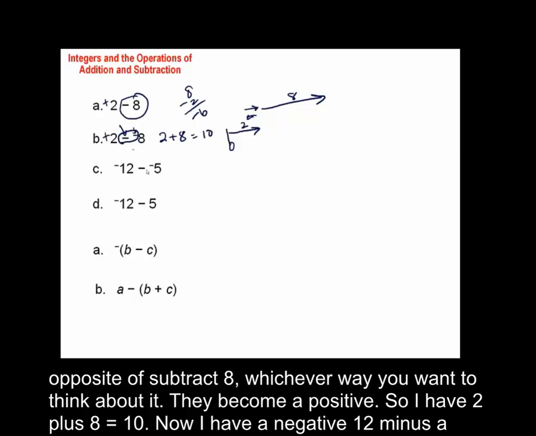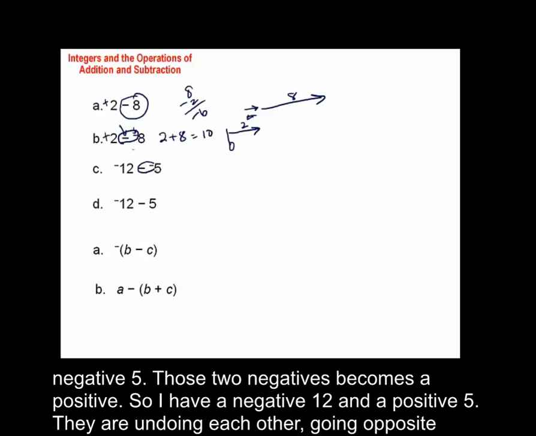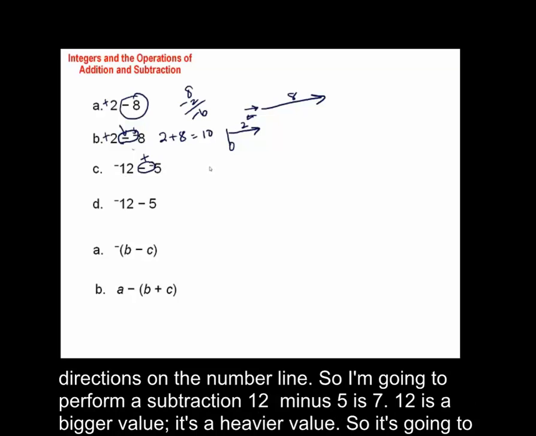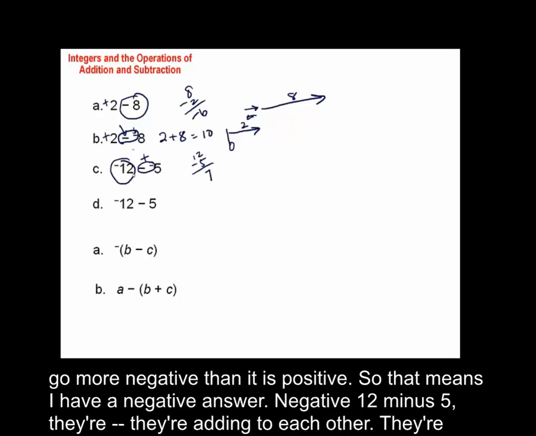Now I have a negative 12 minus a negative 5. I'm going to say, but those two negatives become a positive. So I have a negative 12 and a positive 5. They're undoing each other, going opposite directions on the number line. So I'm going to perform a subtraction. 12 minus 5 is 7. 12 is a bigger value. It's a heavier value. So it's going to go more negative than it is positive. So that means I have a negative answer.